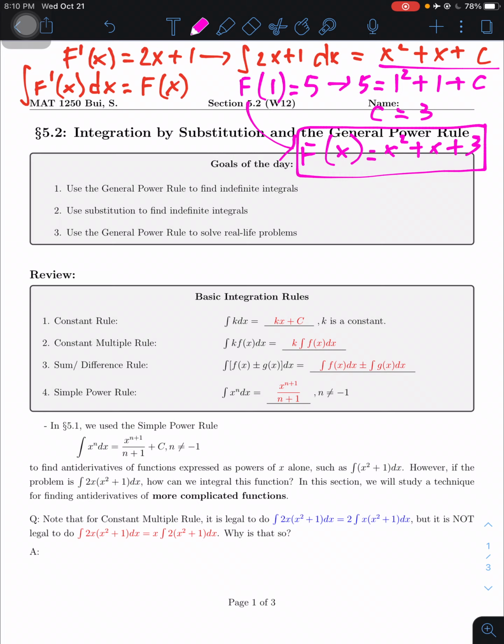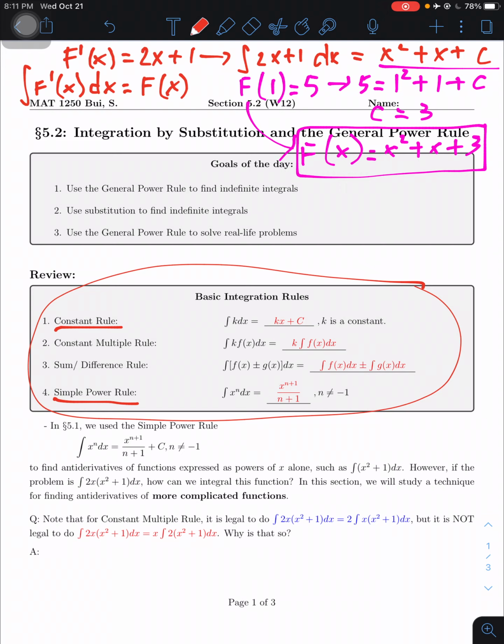Okay, so let's talk about today's work. Before we jump into the content, here's some review. We have this table from the last worksheet, or the last section, but make sure you remember these rules. The most important ones to me here are the constant rule and the power rule, so make sure you remember them and how to apply them. As you can see, we apply all 4 rules in each of the integral problems, so make sure you understand and know how to use each of them.